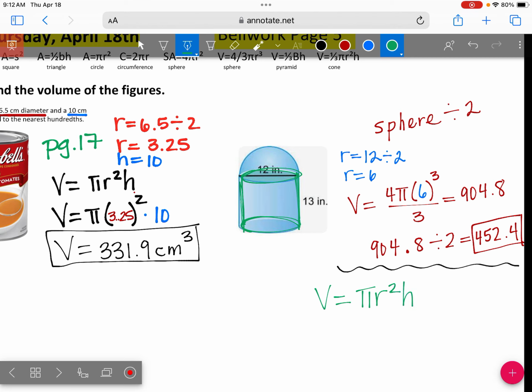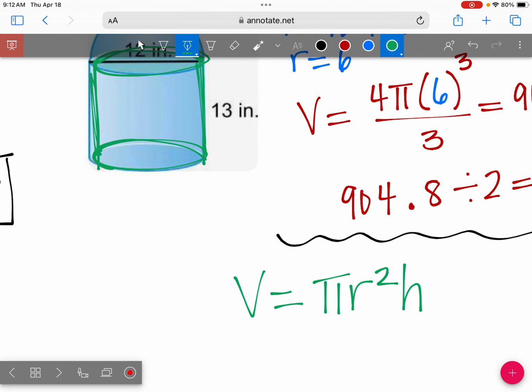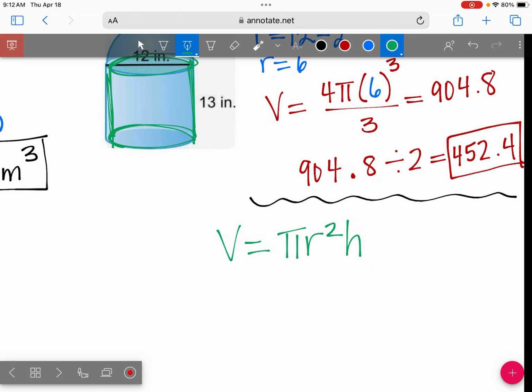The radius of the cylinder is the same as the radius of the sphere. And what's, yep, it's 6. And what's the height of the cylinder? 13. So go ahead, pick up your calculators.